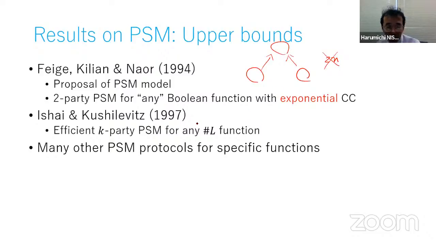After that, several people considered specific functions. For example, Ishai and Kushilevitz gave efficient protocols, where efficient means polynomial in n, for some restricted functions, and some other specific functions were also considered.